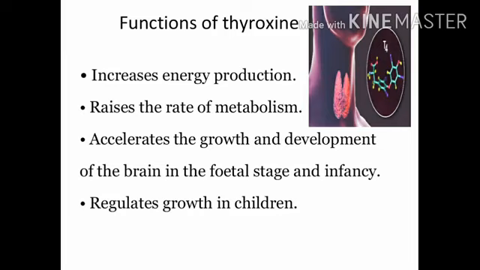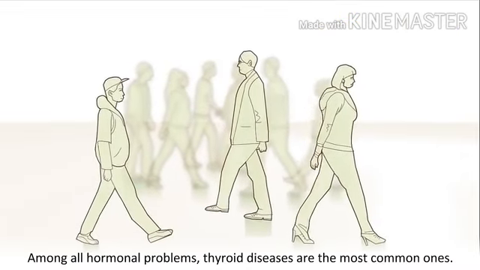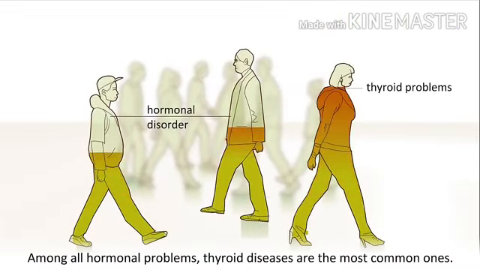Now let's see the functions of thyroxine once again. It increases the energy production, raises the rate of metabolism, accelerates the growth and development of the brain in the fetal stage and infancy, and regulates growth in children. Now, how does the rise or fall of the thyroxine level affect your body? It is a condition which occurs either due to structural or functional problems in the thyroid gland or both. Of all hormonal problems, thyroid diseases are the most common ones.